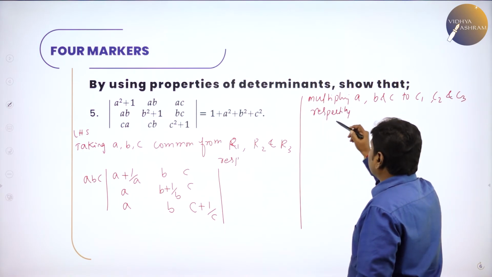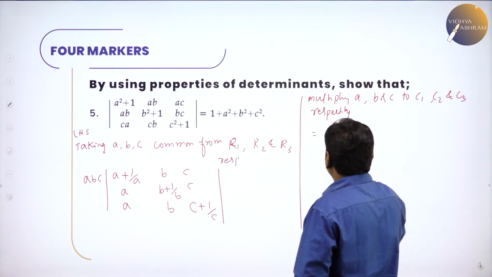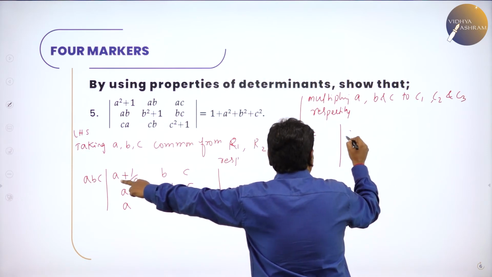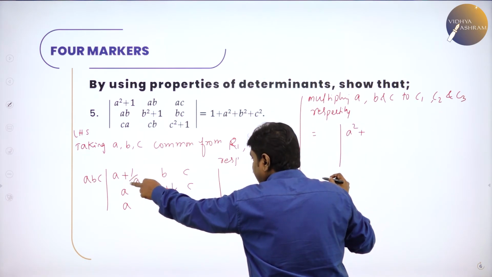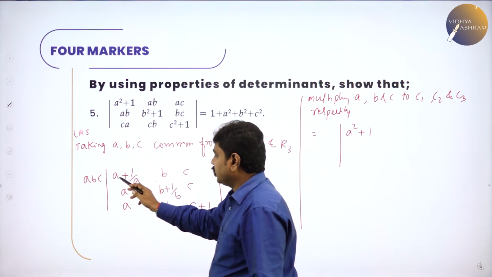I'll multiply a to the first column. If I multiply a to the first column, what happens? a into a is a square. a into 1 by a cancels, so it will become 1. I am multiplying a into a square.